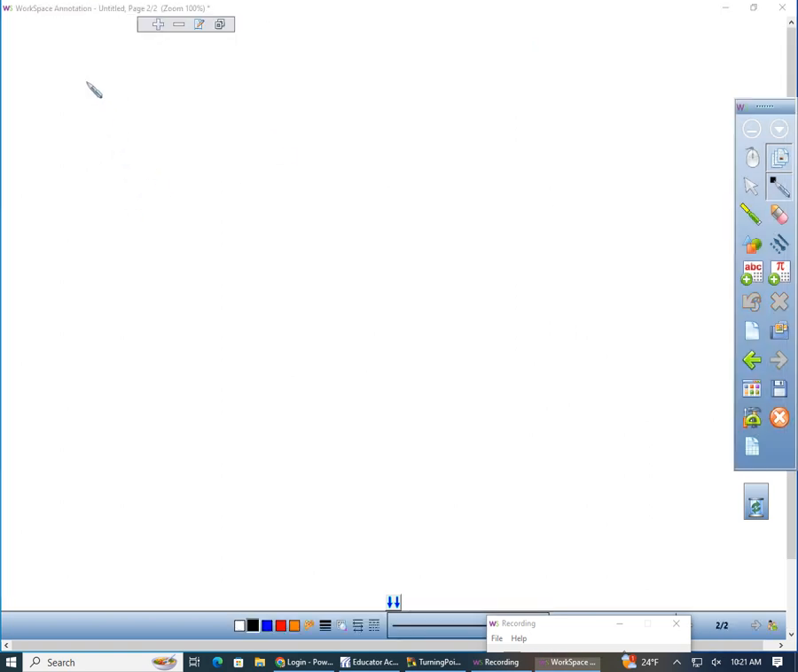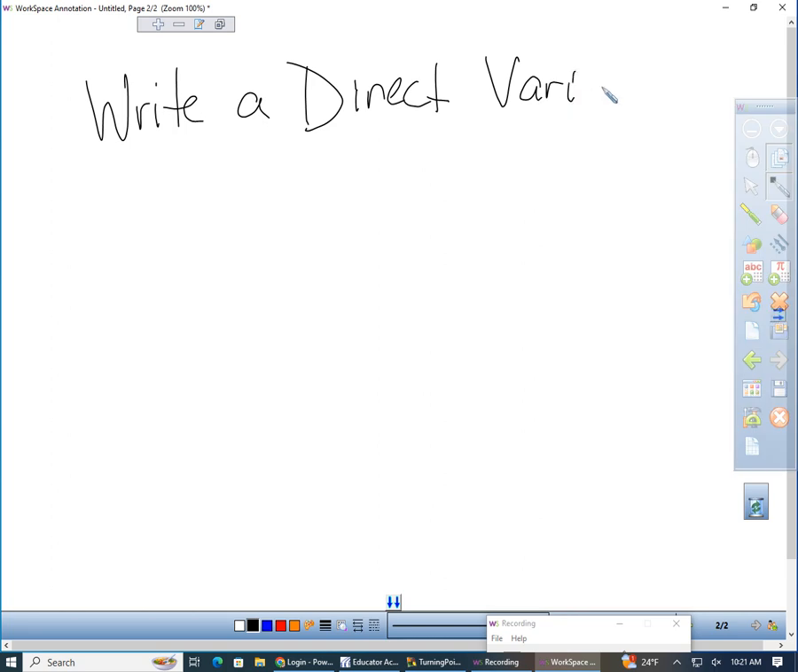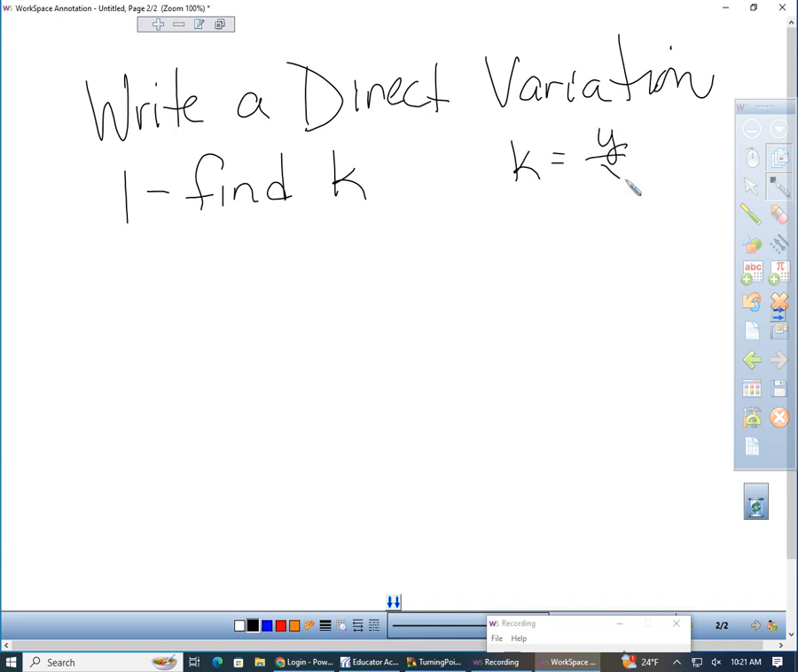Next, we're going to write a direct variation. And here are the 3 steps I need, and there's reasons I need them. All right? Step number 1, I'm going to ask that you find k. And I want to remind you, to find k, k equals y divided by x. All right? So this is going to help you find k.